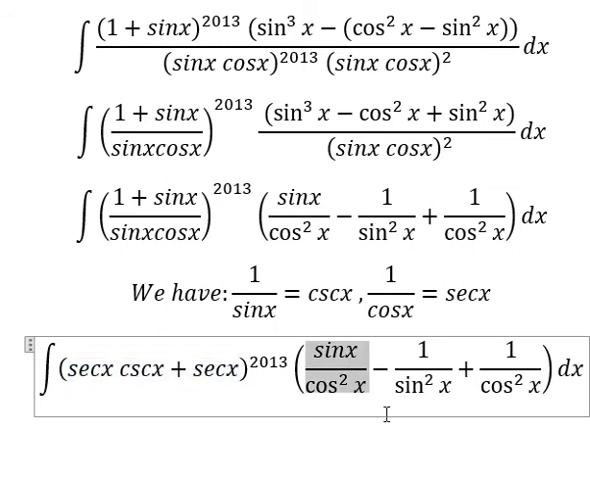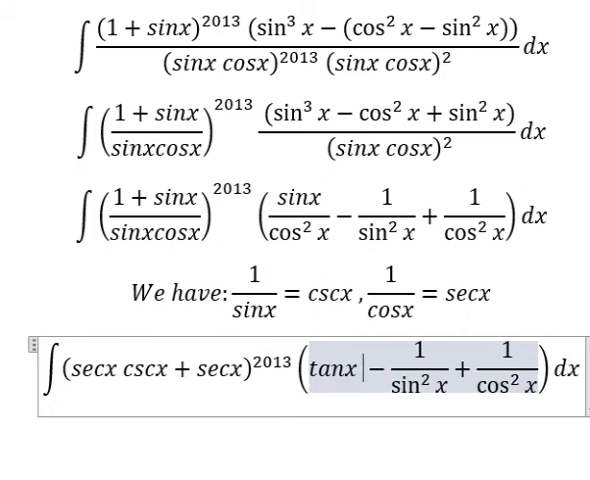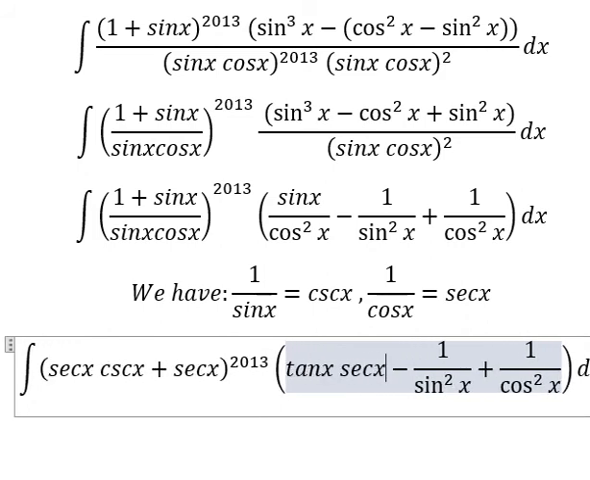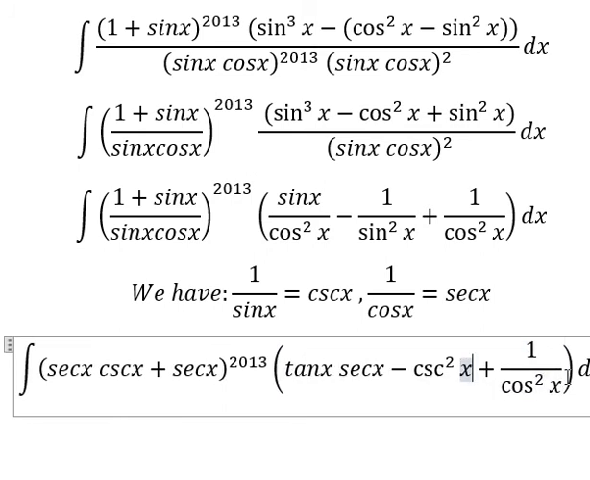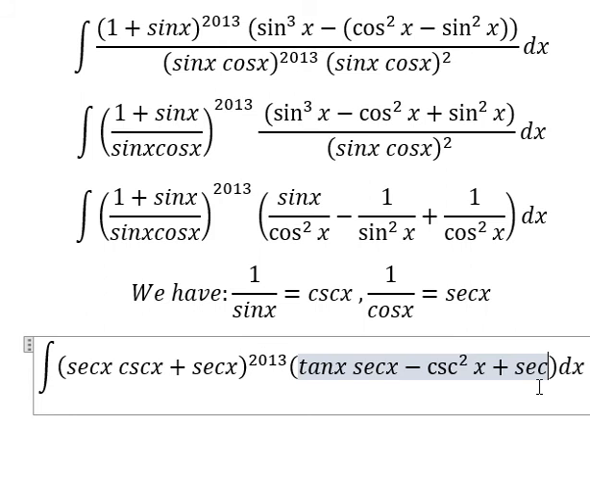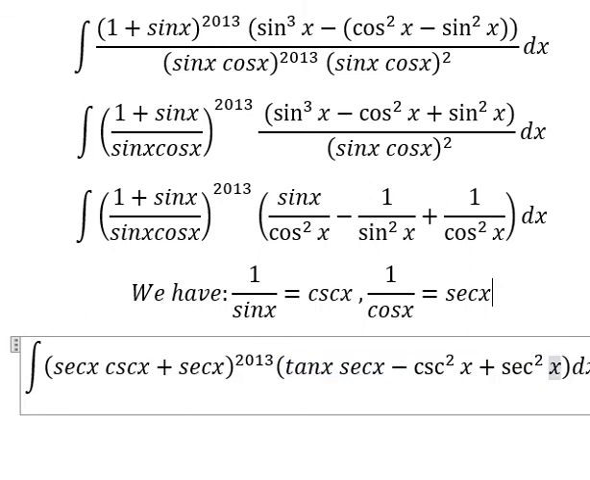This one, that is about tan x and secant of x, because sine x over cosine x is tan x, and 1 over cosine x is secant of x. This one we have cosecant of x squared, and this one we have secant of x squared.